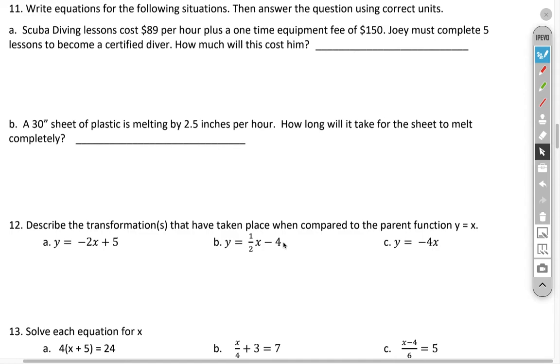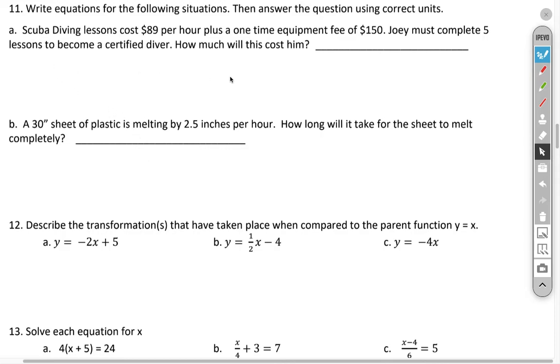Alrighty, let's see what's next. So we have number 11. It says write equations for the following situations, then answer using the correct units. So we first have A, which says scuba diving lessons cost $89 per hour plus a one-time equipment fee of $150. Joey must complete 5 lessons to become a certified diver. How much will this cost him?